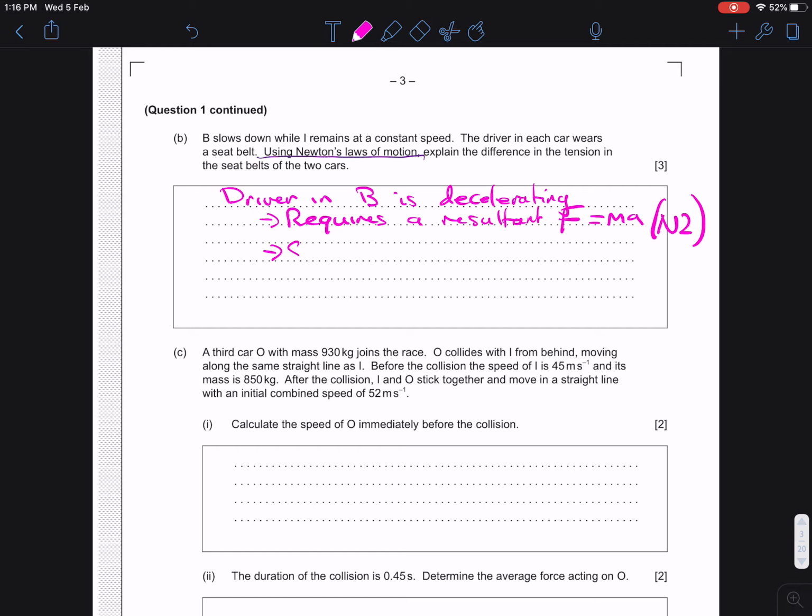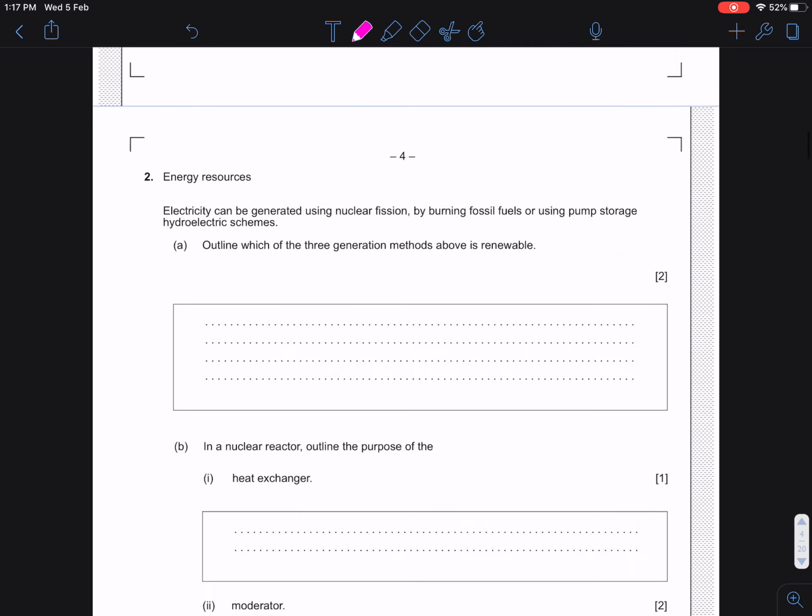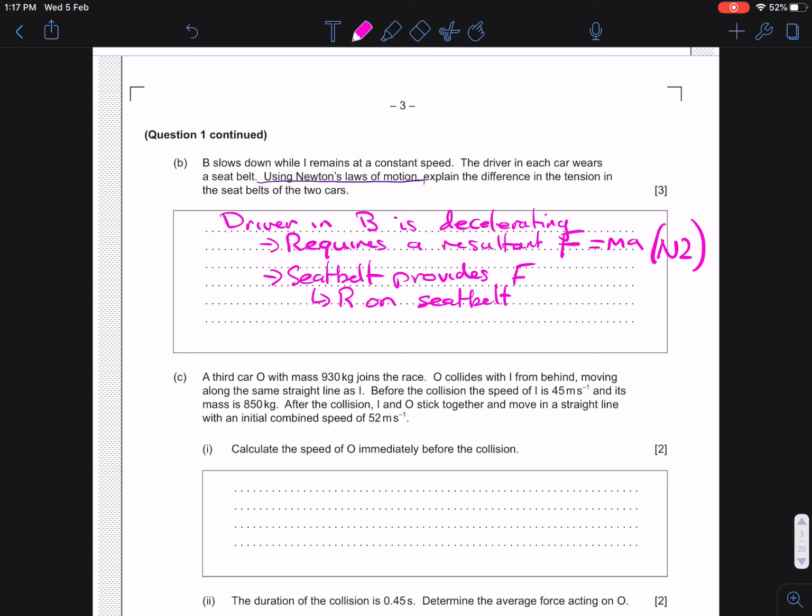The seatbelt needs to provide that force. The reaction force from the seatbelt is the tension. Every force has an equal and opposite reaction, which is Newton's third law. And so in car I, there is less tension because there's no acceleration.